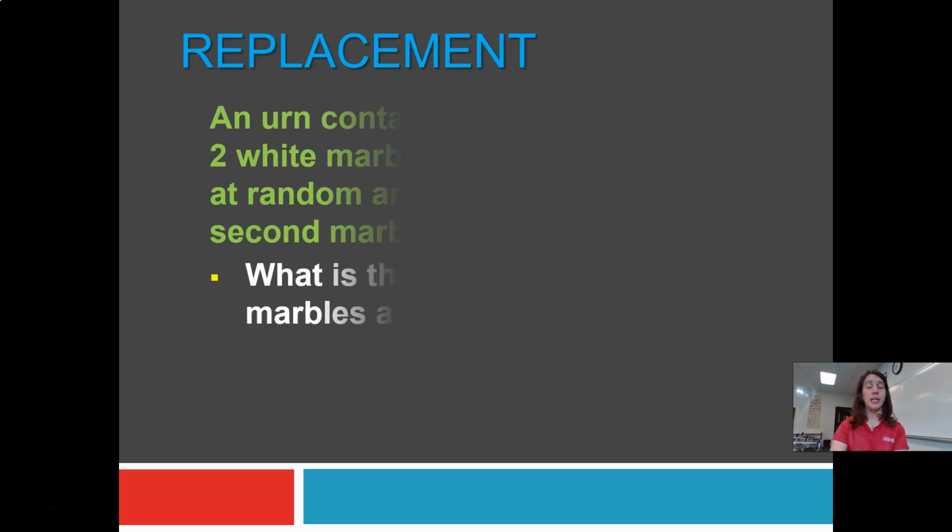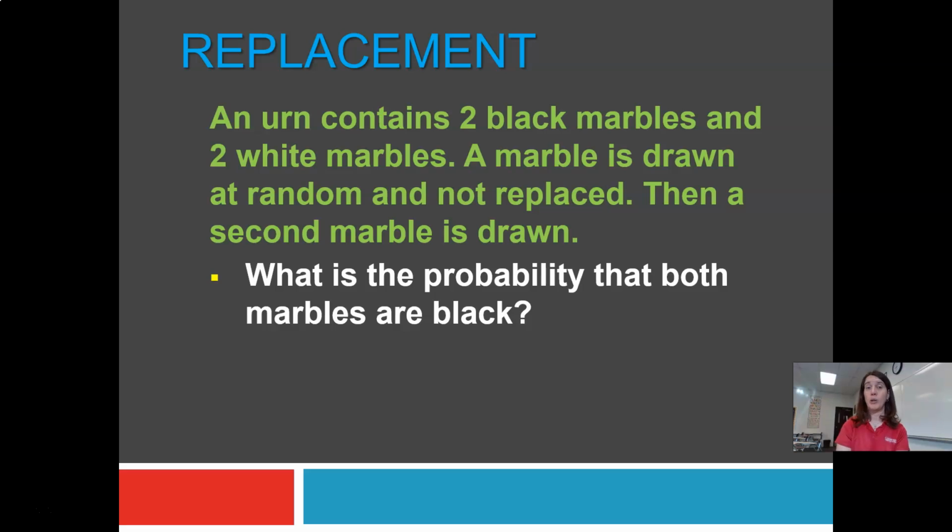Well, same situation here, but this time I am not going to replace. So I still have my 2 black, I have 2 white. I'm going to take a marble out, take a look at it, but then I'm going to set it off to the side before I reach back in and pull out the second marble. So now the same question I'm answering: what is the probability that both of the marbles are going to be black?